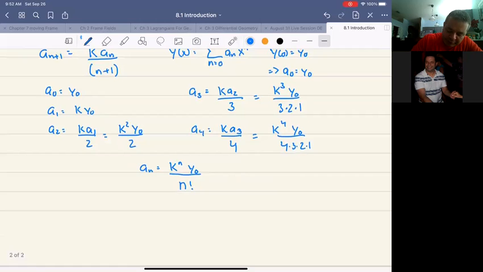So our y of x is the sum, n goes from 0 to infinity, of k to the n over n factorial, x to the n times y0. But now that is actually just the Taylor series or the Maclaurin series for e to the x. Well, with the y0 there, and the e to the kx, right?